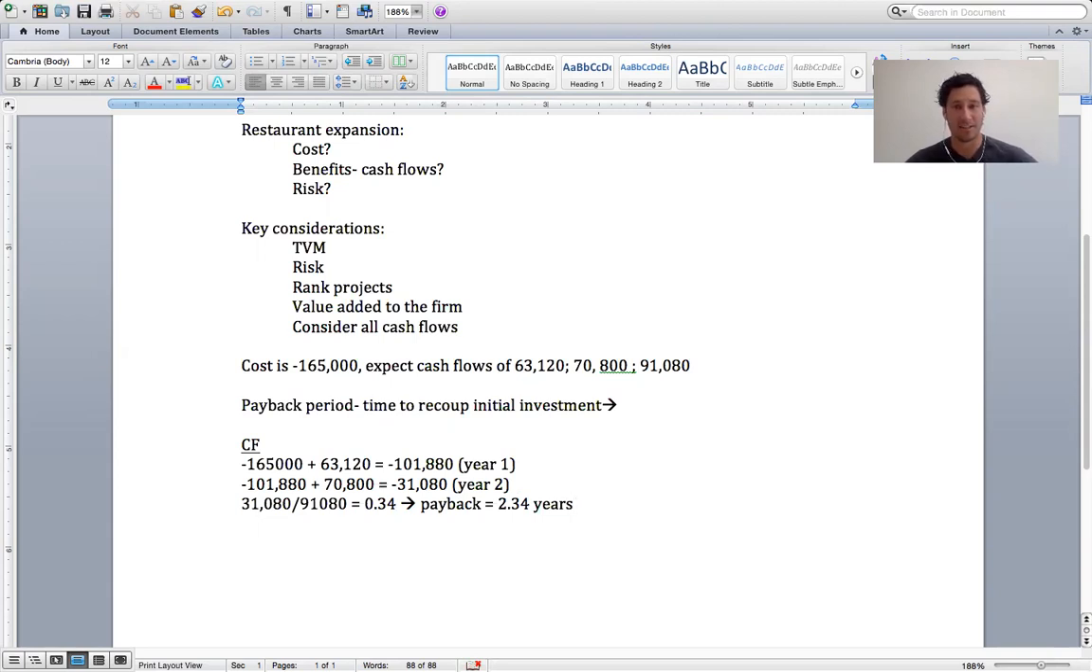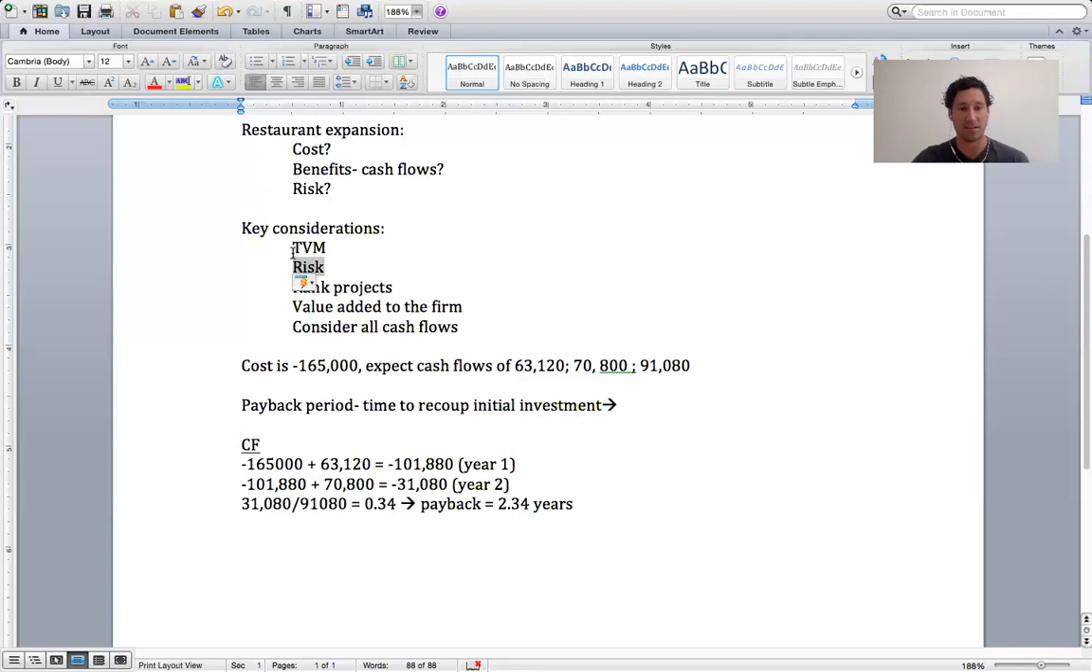Now, to use this as a decision-making criteria, it's very arbitrary. It would just be something like, hey, here's the project. We want to be paid back in less than 2 years, 2 years or less. So if that was the decision, then you would say, all right, well, we're going to reject this project because we're not paid back in 2 years. And it's not a very good criteria.